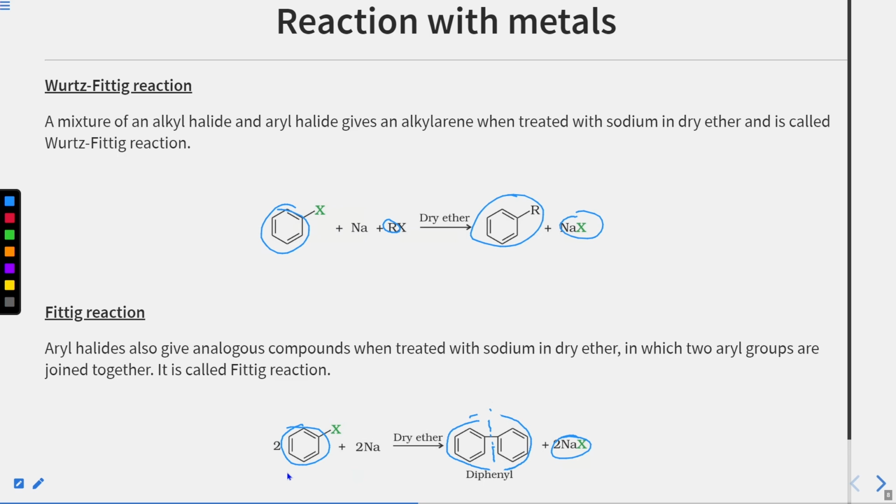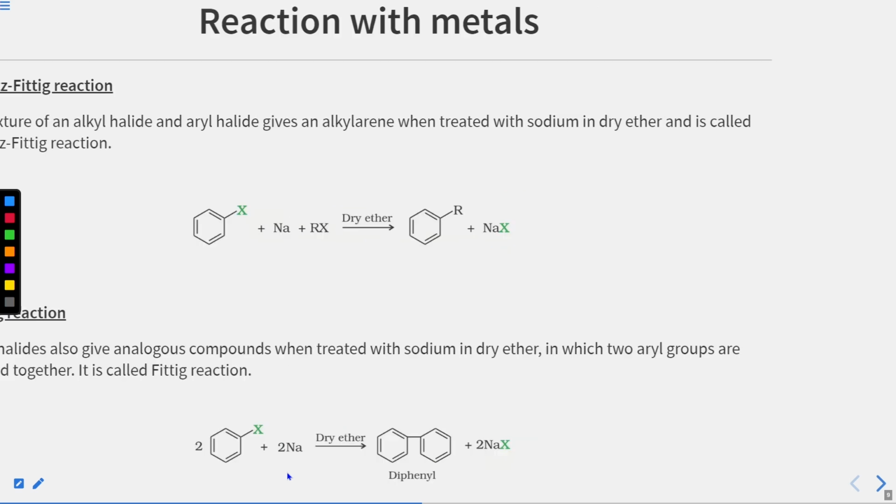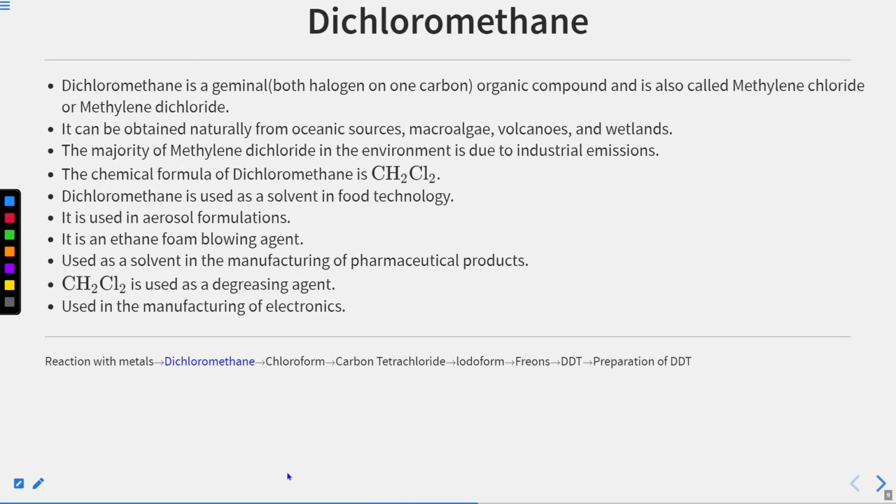So today we will start with some of the commercial products, starting with dichloromethane. Dichloromethane is a geminal dihalogen. What does this mean? It means that both the halogens are on one carbon. So in the structure of CH2Cl2, both chlorines are on the same carbon, like this. And it is also called methylene chloride.